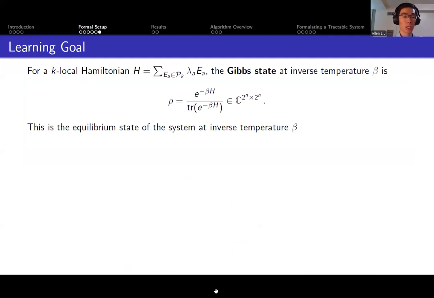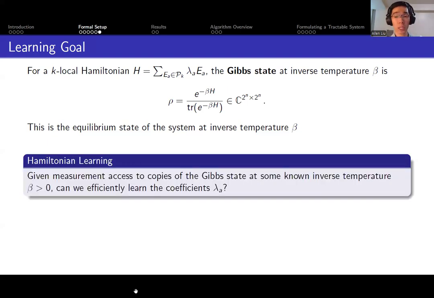Okay, so now we can define the learning goal. For a k-local Hamiltonian H, the Gibbs state at a specified inverse temperature beta is rho equals e to the minus beta H over the trace of e to the minus beta H. This is a 2 to the n by 2 to the n state. The physical interpretation is that this is the equilibrium state of the system at a specified inverse temperature beta. In other words, if the interactions between the particles are as specified by H, then the equilibrium state of the system at this inverse temperature beta will be given by rho.